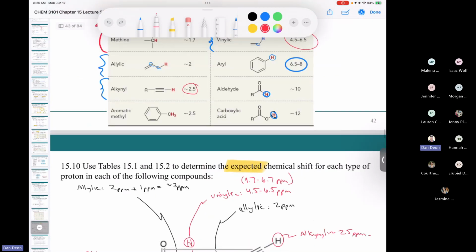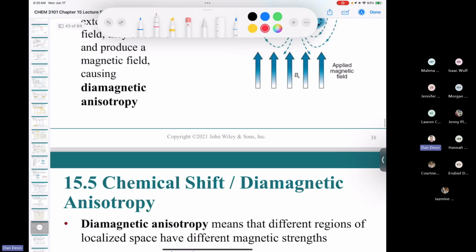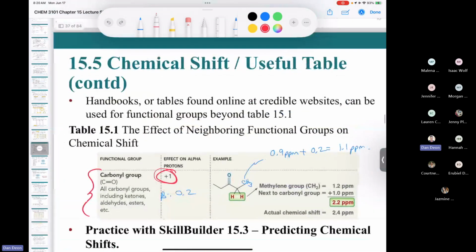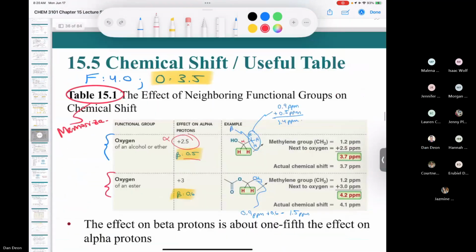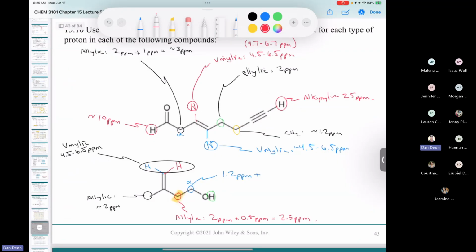So if we go back to the table, when it's an alcohol, the effect is 2.5. If it's an oxygen of an ester, then it's going to be 3. But when it's an alcohol, it's only 2.5. So we're going to take the 1.2 and add 2.5 to that, and we get a total of 3.7 parts per million for that one.